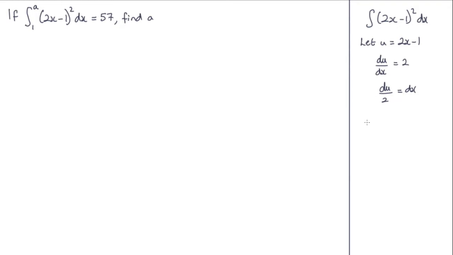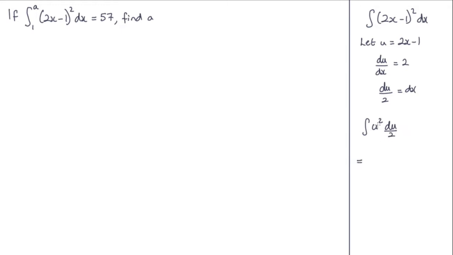So what I'll have is the integral. u is 2x minus 1, so here we'll have u squared, and dx I'm replacing with du over 2. Now we can integrate that.